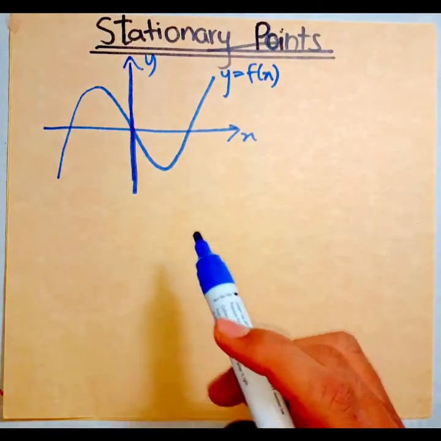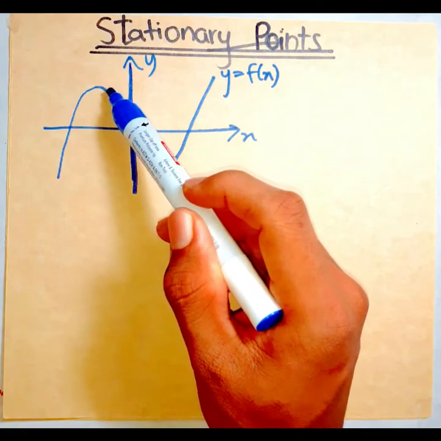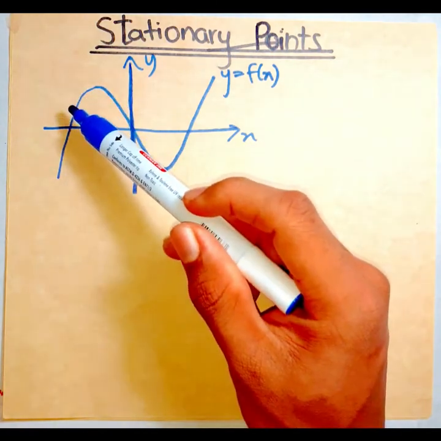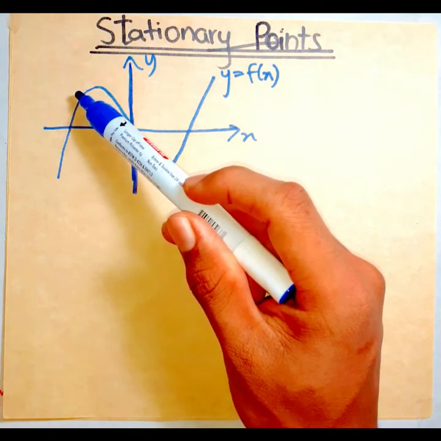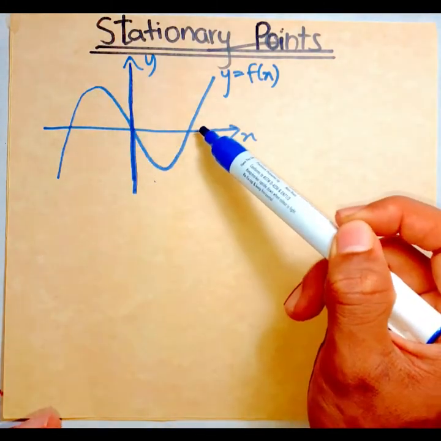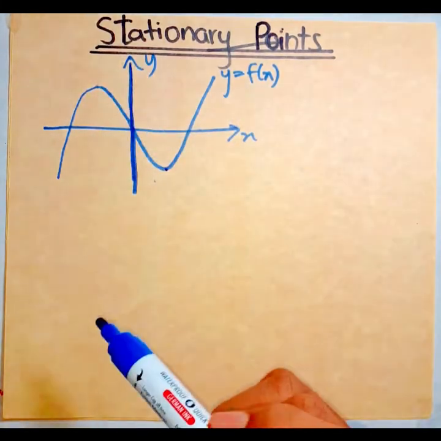So now these are turning points. When a graph comes like this and curves, we call this point a turning point, because now the function first increases and then decreases. Here the function decreases and suddenly increases again. So these two are turning points in the function.